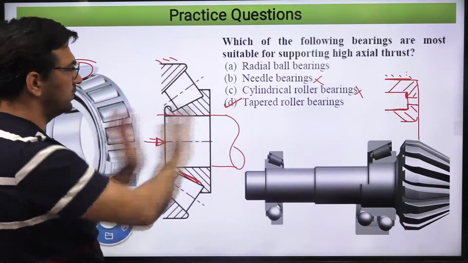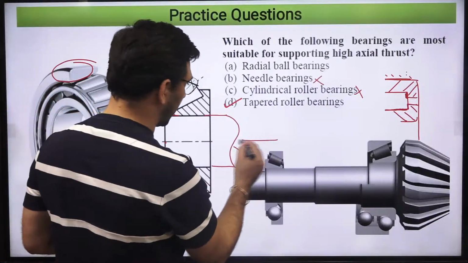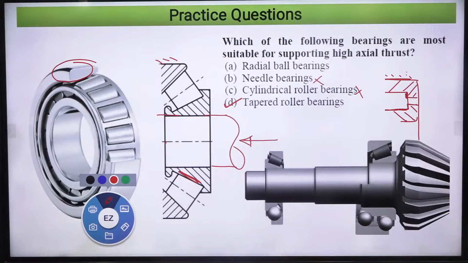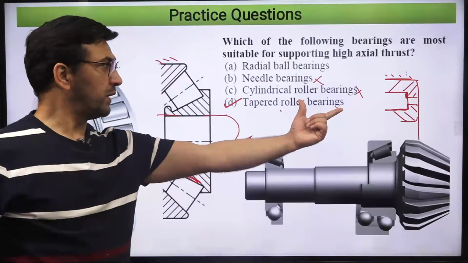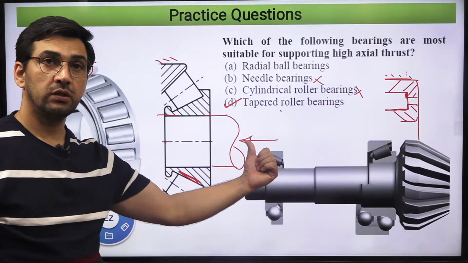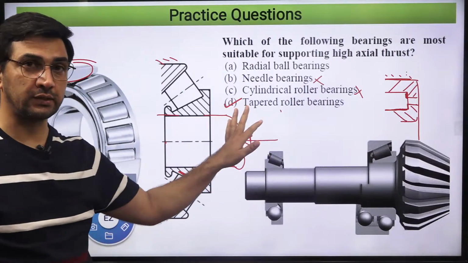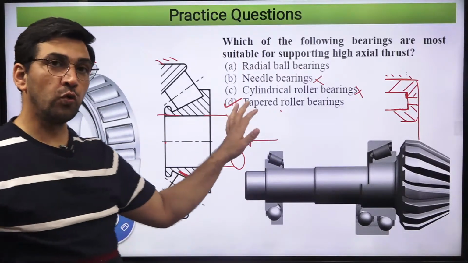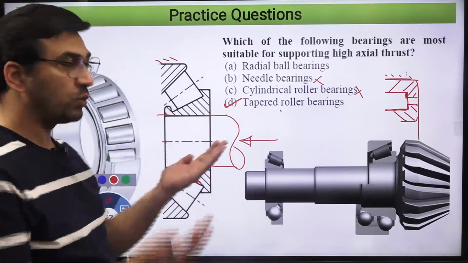The fixed part is this. So for this configuration, the only option you have is to apply load this way. That means tapered roller bearings can carry high axial thrust in one direction only, not in both directions. So if you want to carry the load in both directions, what do you have to do? You have to use them back to back.